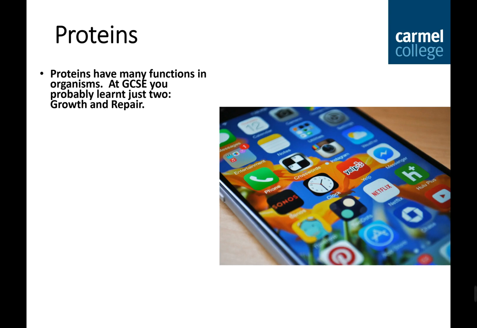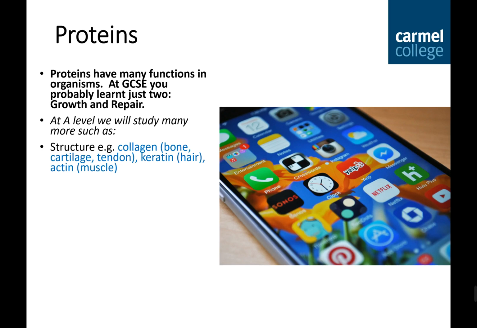At GCSE, you probably just learnt that proteins are essential for growth and repair, but let's just have a look at some of the functions that they can actually have and that we will study at A-level. Proteins can be structural. They can make up your bone, your cartilage, your tendons. Collagen is a protein that does that. You have keratin, which is a protein that makes up your hair. Actin, a protein that's responsible for the structure of your muscles.